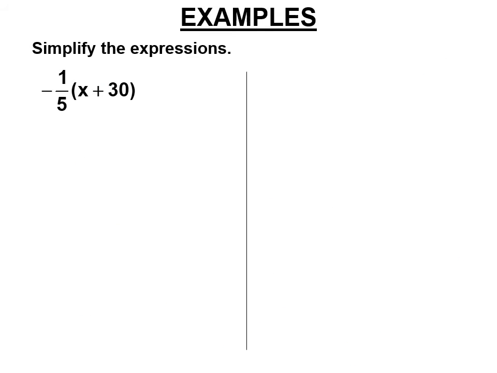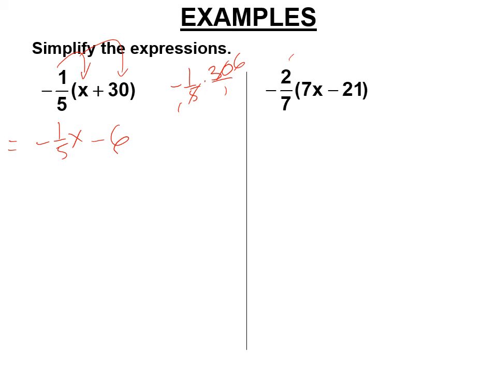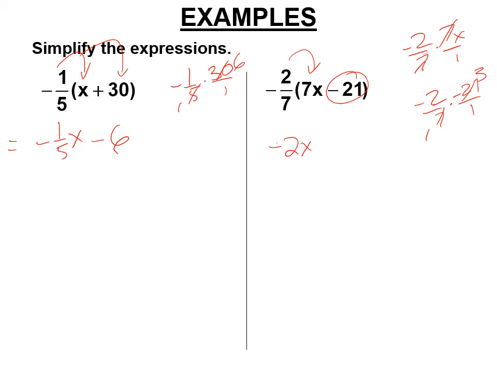Right, distributing a negative fraction. So this is -1/5 x. -1/5 times 30, right? We're going to cancel. And you get -6, which we'll write as -6. Those are equal for all values of x. Negative 2/7 times 7x. The 7's cancel. You get negative 2x. Negative 2/7 times negative 21. You get negative 2 times the negative 3, positive 6, which you write as plus 6.